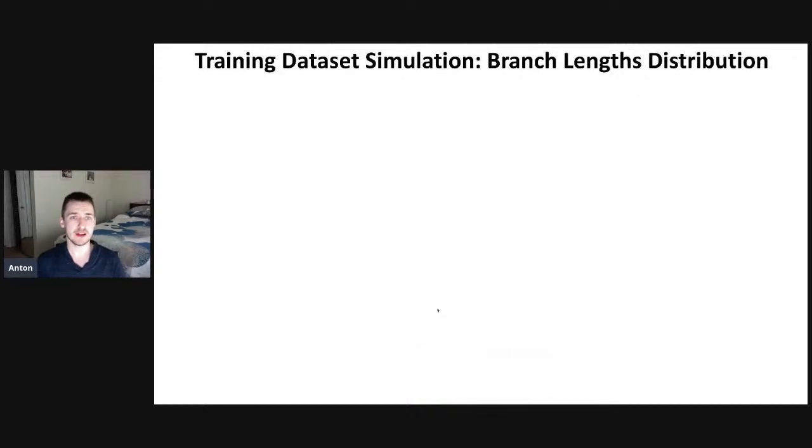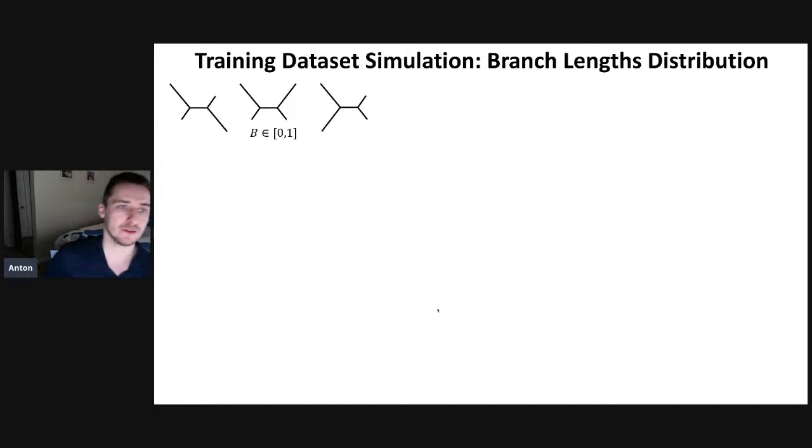So in here we have the training data set simulation, and especially the branch length distribution. We need to approach this very carefully, and here's why. We want to simulate different branch lengths, and we don't want any overrepresentation of cases where, for example, adjacent branches are very long and other branches are small. So we want more or less equally represented branch lengths in our simulated data set. Assume our branch length is going to run from 0 to 1.